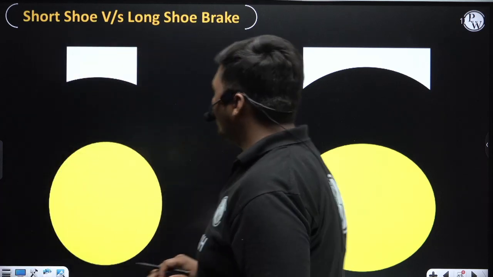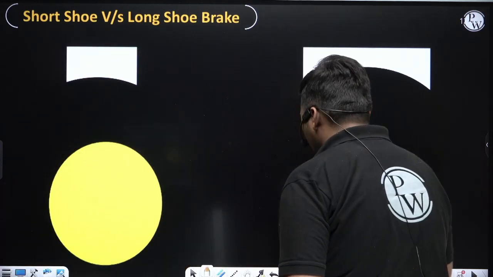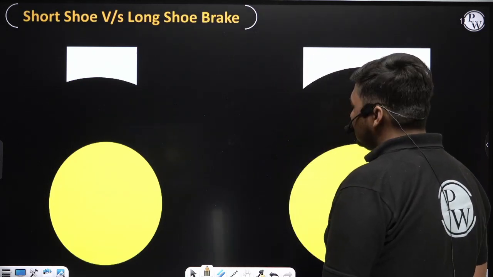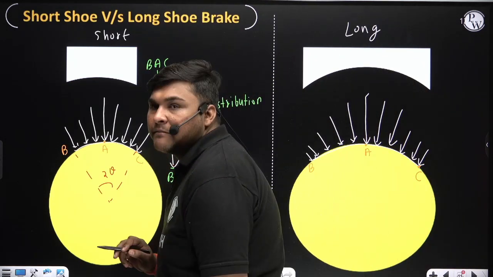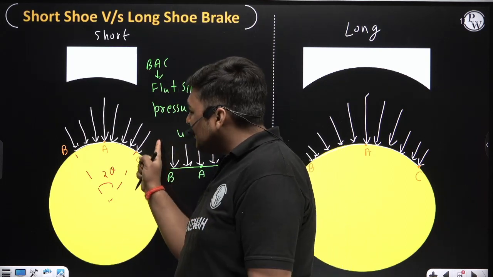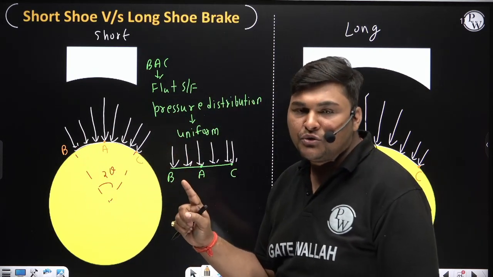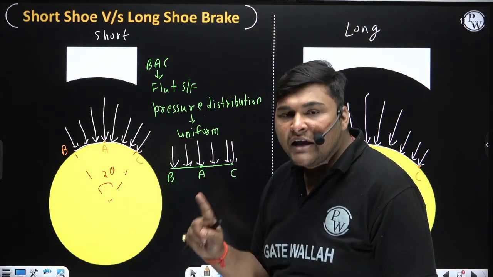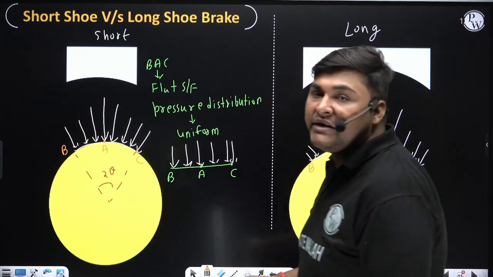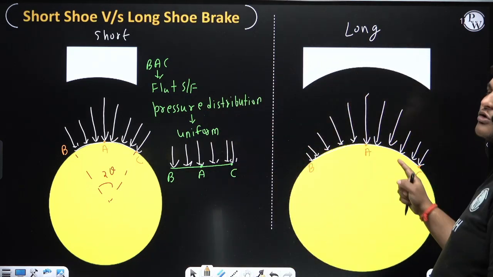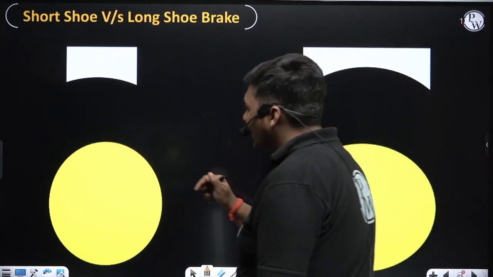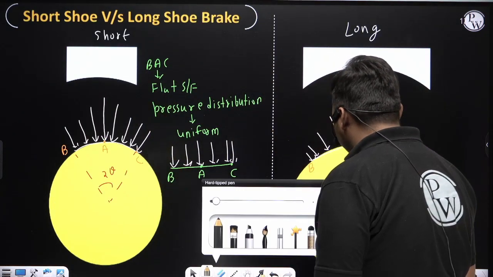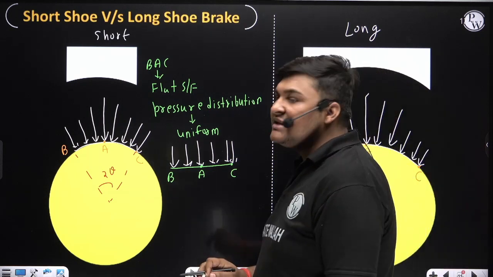Now what we will do in short shoe break, or whether you are talking about short shoe break or long shoe break, the midpoint of this contact region is point A. So we will replace this entire pressure distribution with an equivalent normal force, which we will refer to as capital N. And capital N will always act at point A, whether it is short shoe break or long shoe break. What is capital N?